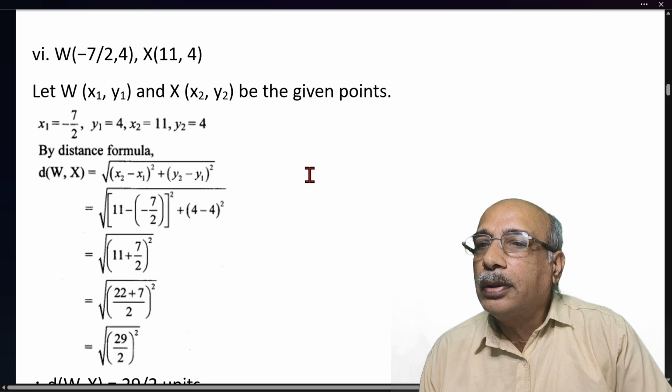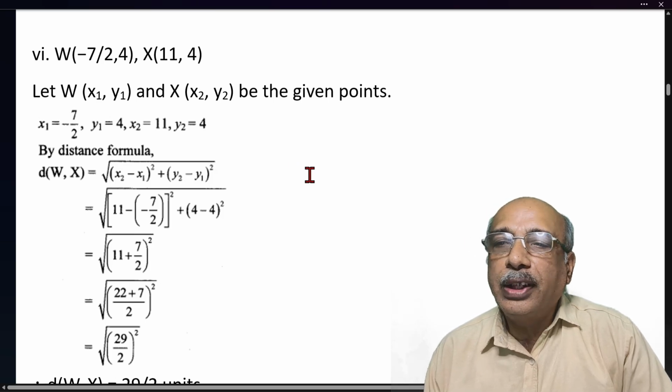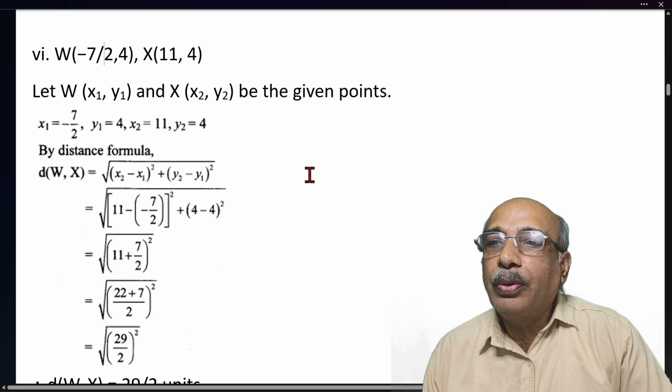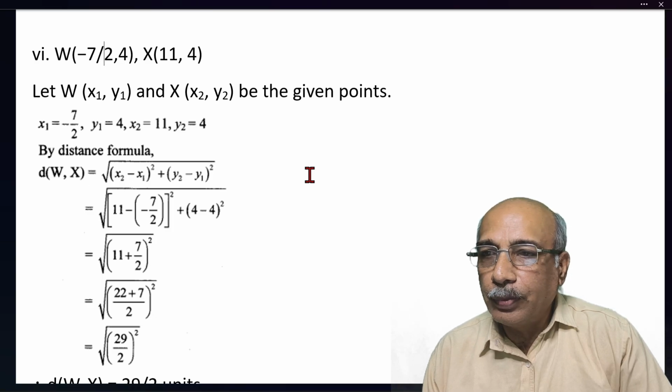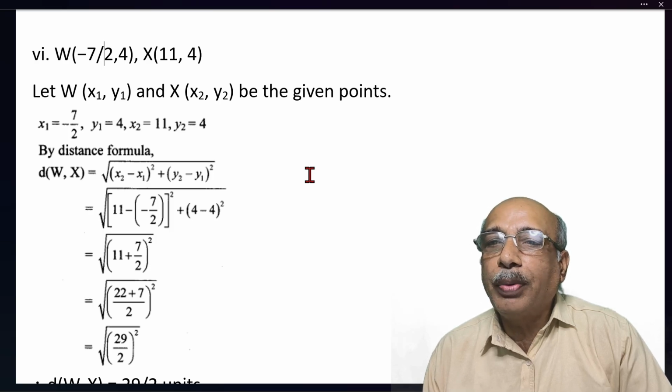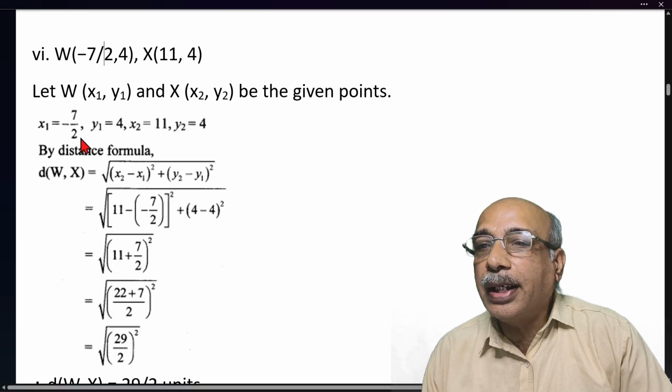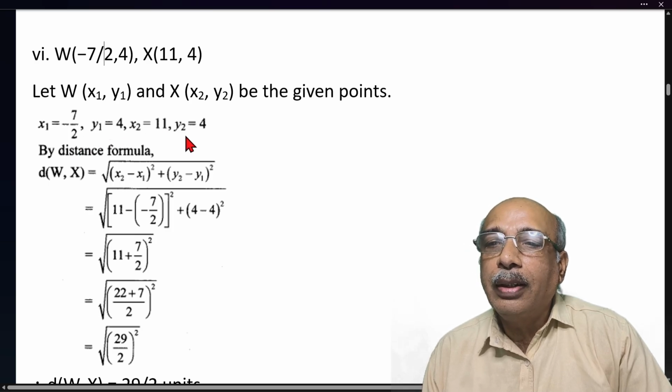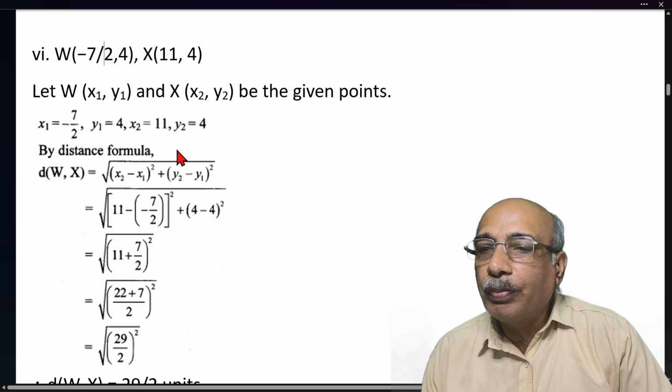Next problem, W coordinates are minus 7 by 2, 4, and X coordinate is 11, 4. Let W (x1, y1) and X (x2, y2) be the given points. Therefore, x1 equals minus 7 by 2, please take note here, y1 equals 4, x2 equals 11, y2 equals 4.